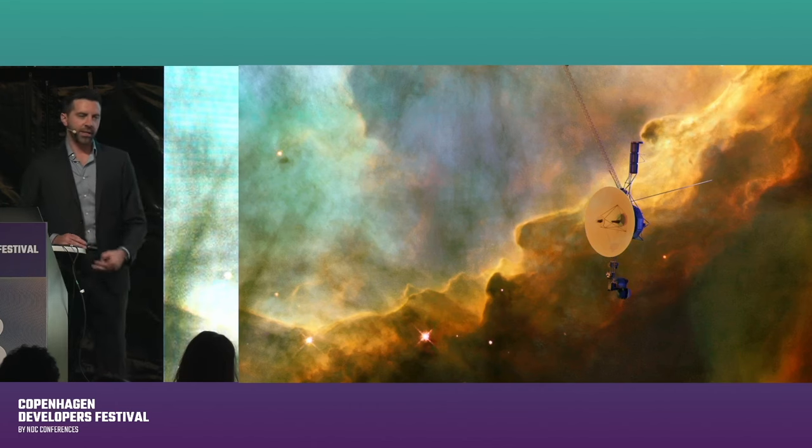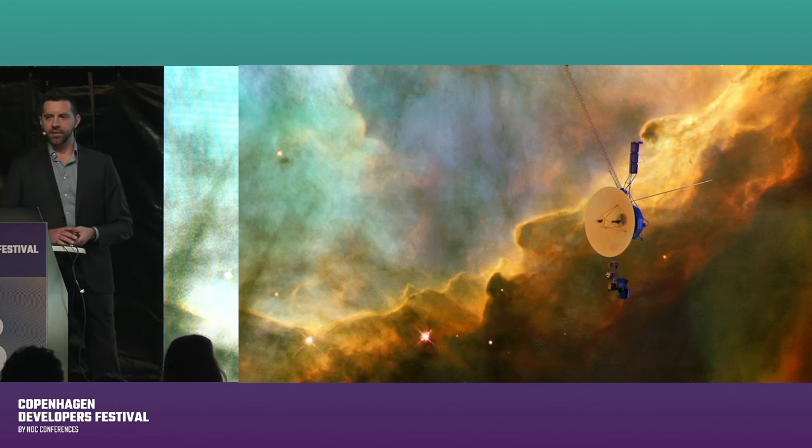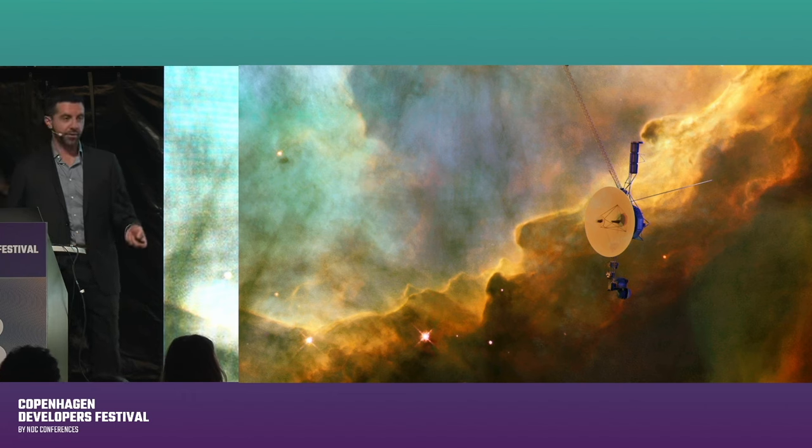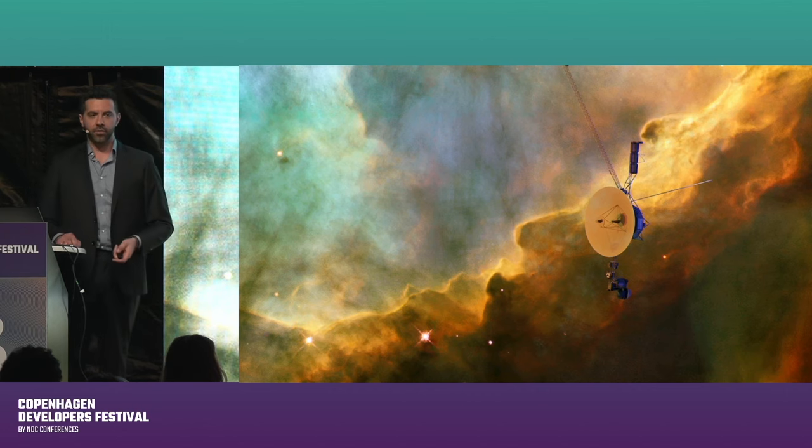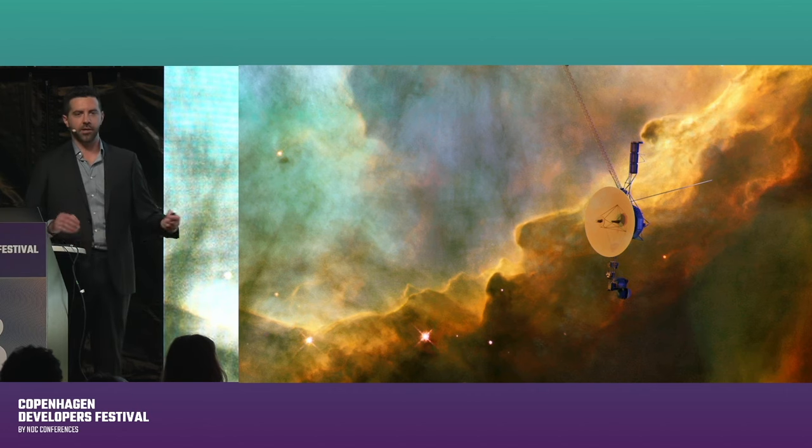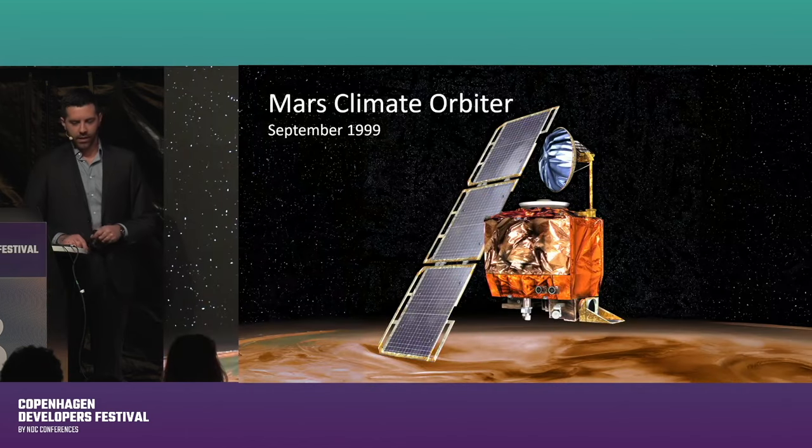Now, Voyager 1 is still out there between the stars and interstellar space, sending us back very interesting data, but it was a close call. Now, that same probe had another issue this year, which was recovered a lot faster because they had all the documentation available. The last one I want to talk about is the Mars Climate Orbiter, September of 1999.